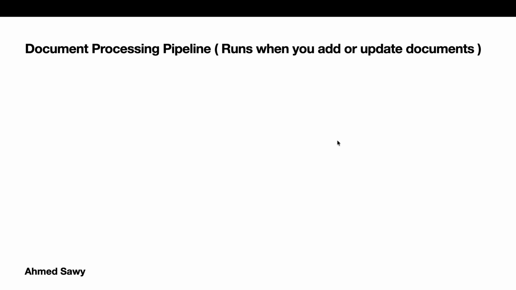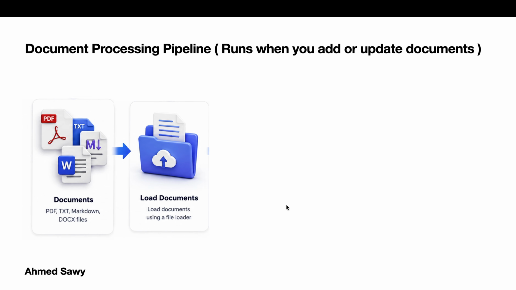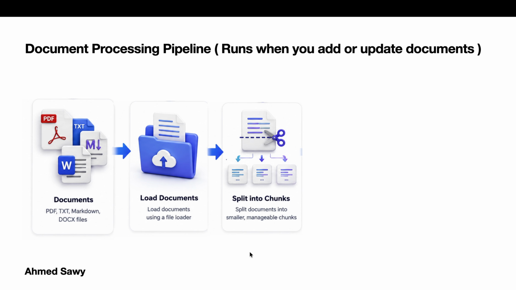We have some data, for example, PDF files, text files, markdown files, or any other file types that can contain data. First, we take those files and load them so we can use them in our program. After that, we split them into smaller pieces. Why are we doing this? We're going to talk about that in a separate lesson. Each of these steps we're going to explain in detail in a separate lesson.